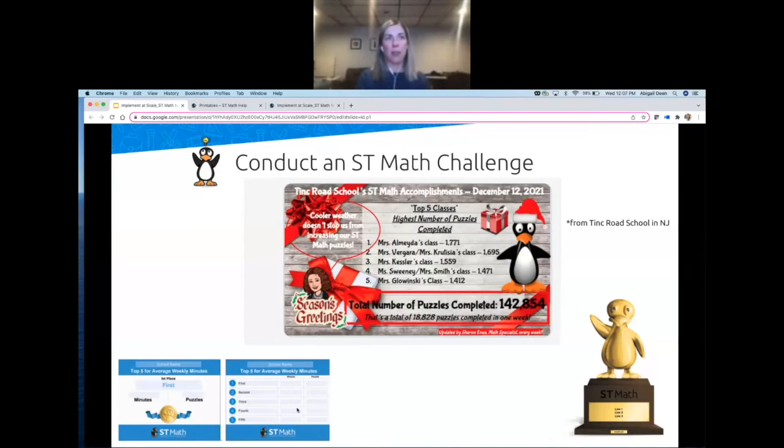Other ideas here from other educators across the country. This one is from a math coach in New Jersey, sharing on social media. This is for weekly puzzles in different classrooms, celebrating it with this post.